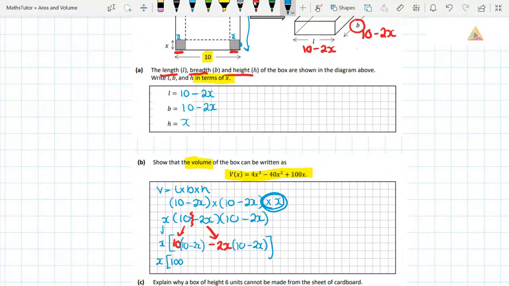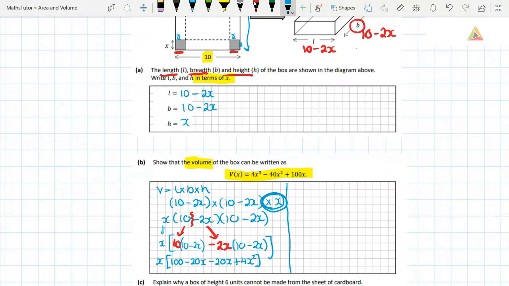So 10 by 10 gives me 100. 10 by minus 2x is minus 20x. Minus 2x by 10 is minus 20x. And minus 2x by minus 2x gives me plus 4x squared. So we're going to take this, and you can either tidy it up now or you can multiply by the x now. The order doesn't matter too much. So I'm going to multiply by the x.